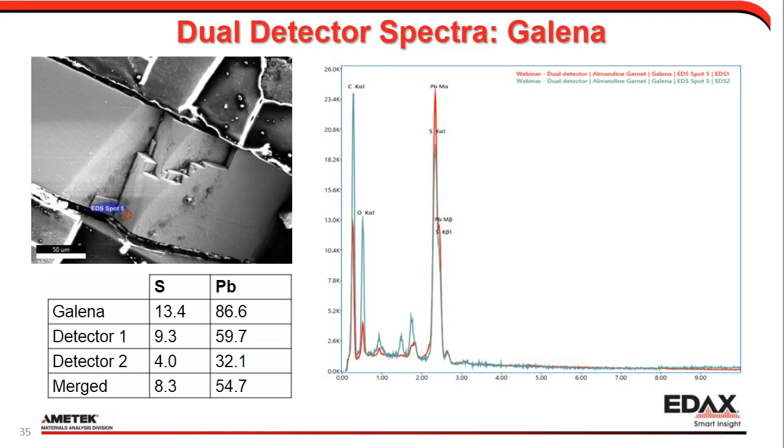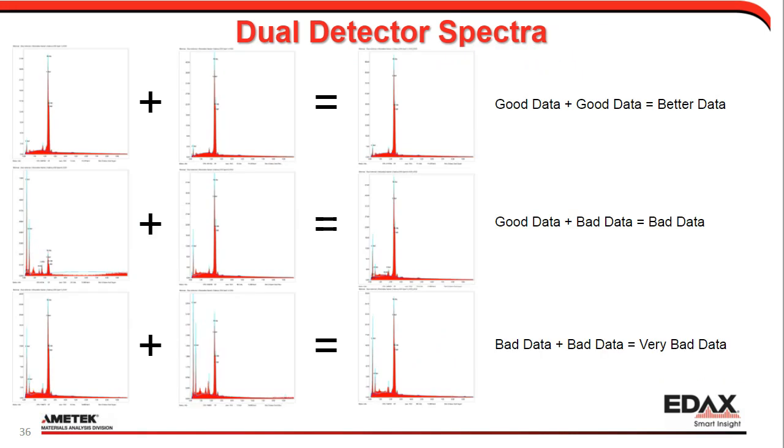So whereas for mapping, we can use the two detectors to get rid of the topography to some extent, we can't do the same for spectra. So for the spectra, the matrix is: if you have good data from detector 1 and good data from detector 2 and add it together, we get better data. We're increasing our statistics. But you can't compensate for bad data by adding good data on top of it. If you take good data and bad data and add it together, you still get bad data. And if you take bad data and bad data, you get very bad data.